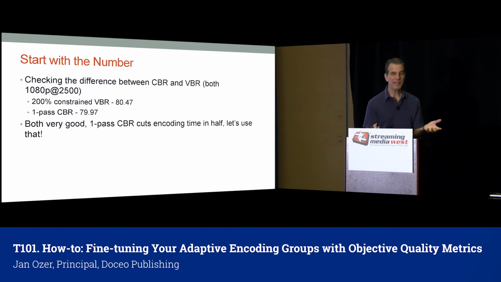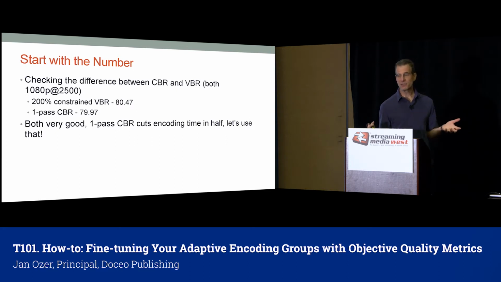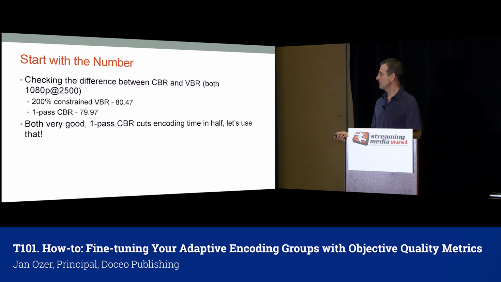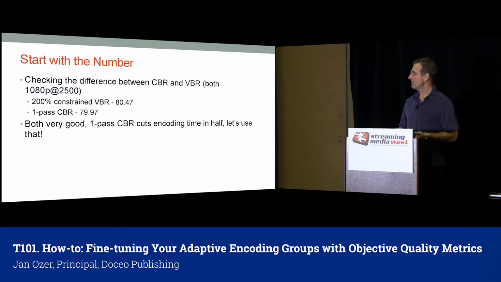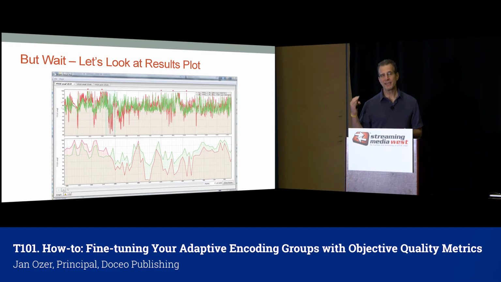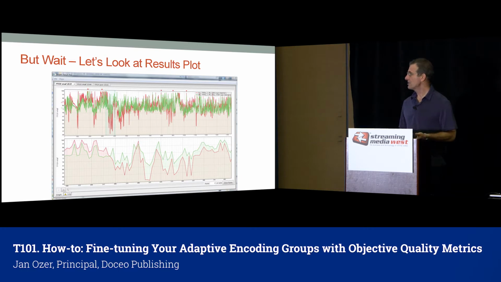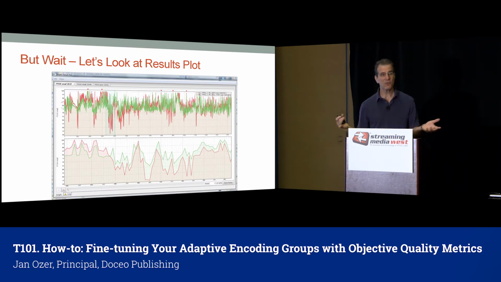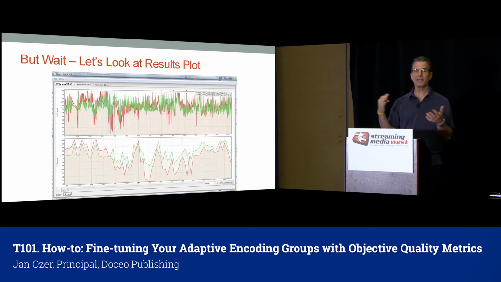So I don't say VBR is bad, CBR is good, or vice versa. I say if you encode with 200% constrained VBR, you get a VMAF rating of 80.47. If you encode with 1-pass CBR, you get 79.97. So that's step one. But what does this tell you? We covered the fact that VMAF ratings have a 6-point just noticeable difference. So we look at this and say, okay, there's no just noticeable difference. Let me just encode with CBR. I'll save an encoding step and cut my encoding costs in half.